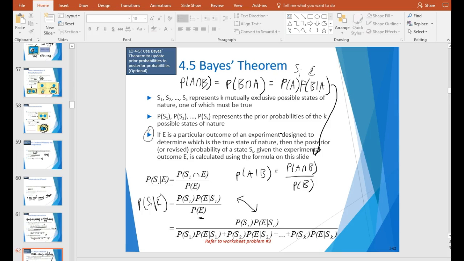And so the way that we would calculate the total probability of E is by calculating the probability of the state of nature and then calculating the probability of E given that state of nature. So that's what we have here. So the probability of S1 times the probability of E given S1, and then the probability of S2 times the probability of E given S2, all the way up through SK.